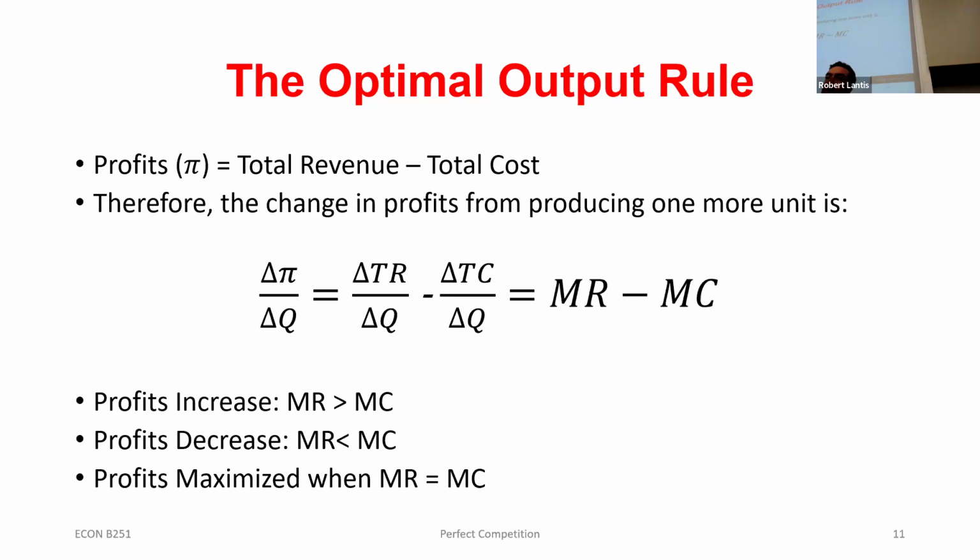So here's our rules, right? As long as marginal revenue is above marginal cost, we want to increase production because we're increasing profits. Anytime marginal revenue is below marginal cost, we actually want to decrease production, because if we continue to increase production, we're just decreasing our profits. And then if they're equal, that's the point at which profits are maximized. Okay.